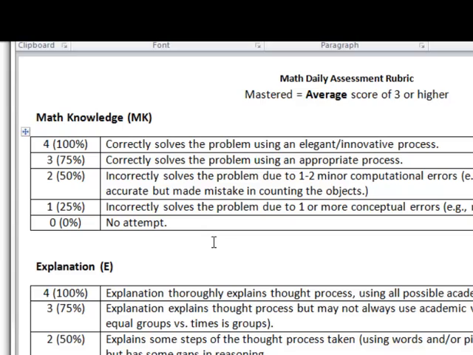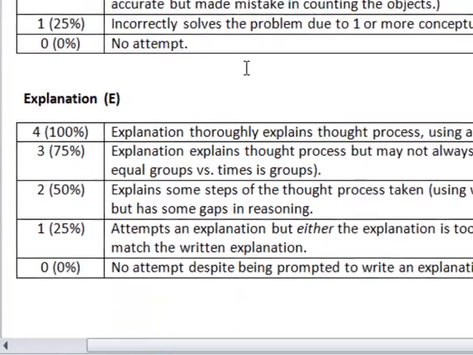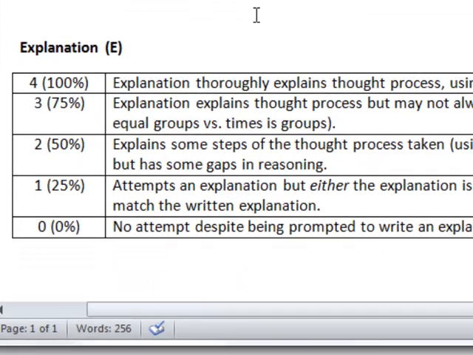A 1 is that the problem is also incorrect, but this time it's due to a conceptual error, maybe not understanding, for example, that multiplication groups are equal. And a 0 is no attempt. We have a similar scale for explanation. A 4 means that the explanation thoroughly explains the thought process and uses the academic vocabulary. A 3 also explains the thought process, but maybe doesn't use the academic vocabulary.